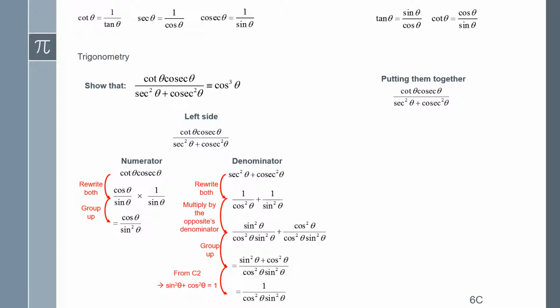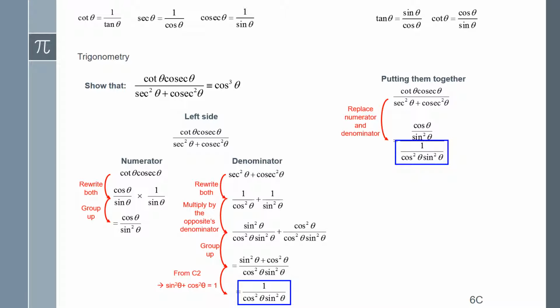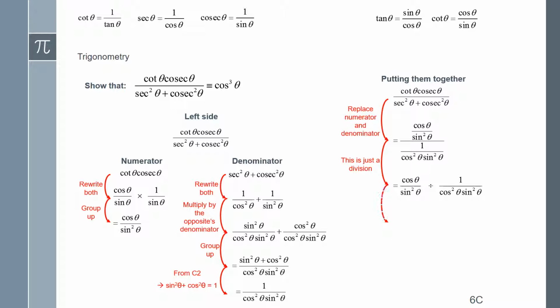Now if we put those together, we've got the numerator, which is now cos theta over sine squared theta, divided by our denominator, 1 over cos squared theta sine squared theta. There are two separate parts. It's just a fraction division, and if you remember that when you divide fractions, you switch it over and times. So it's cos theta over sine squared theta divided by 1 over cos squared theta sine squared theta, which is the same as cos theta over sine squared theta times cos squared theta sine squared theta over 1.